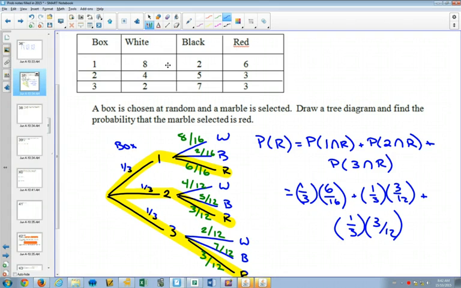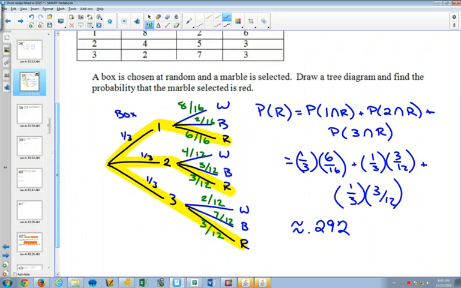So we type this whole thing into our calculator. And as a decimal, I get 0.292. I took that decimal on my calculator, and does everybody know how to change a decimal back to a fraction on their calculator? Yes? No?